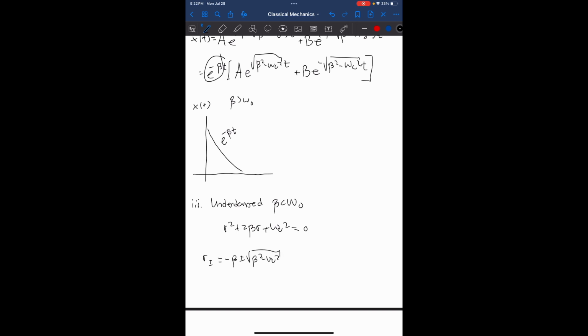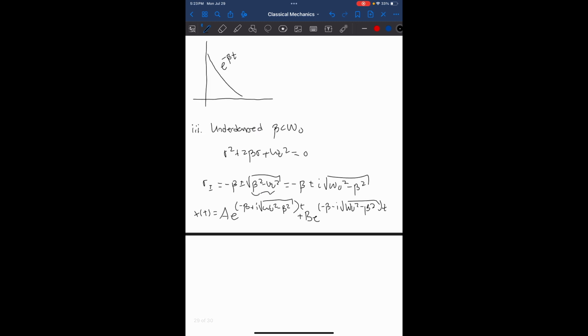However, the inside of this is going to be negative because beta is less than omega naught. So if we factor out a minus 1, this becomes minus beta plus or minus i times the square root of omega naught squared minus beta squared. All I've done was to factor out a square root of minus 1, which is i. So our solution x of t becomes a e to the minus beta plus i square root of omega naught squared minus beta squared times time, plus b e to the minus beta minus i square root of omega naught squared minus beta squared times time.